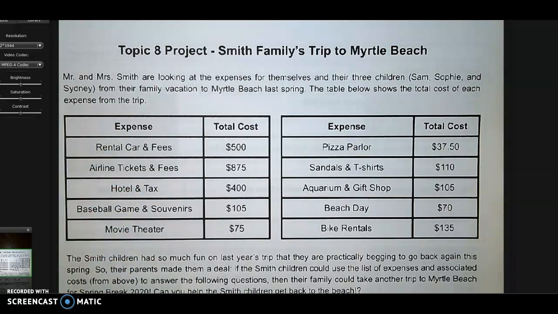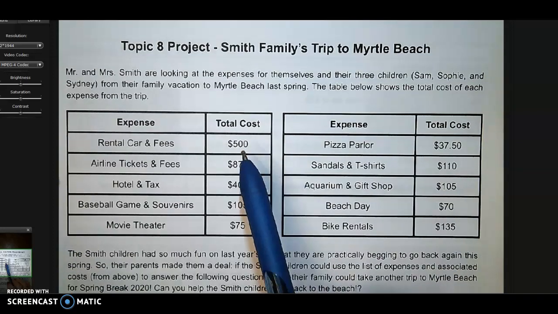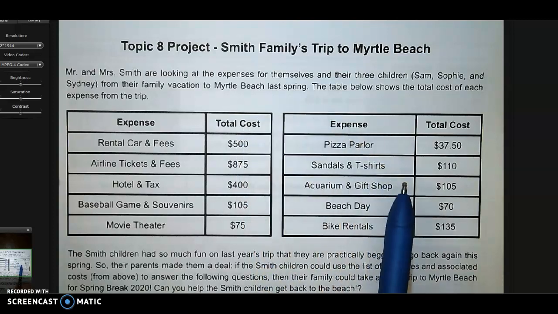Hello, we're going to look at the Topic 8 project, the Smith family's trip to Myrtle Beach. It talks about Mr. and Mrs. Smith looking at the expenses for themselves and their 3 children. So we have 5 total people in this family from their vacation to Myrtle Beach last spring, and the table shows the total cost of each expense of their trip.